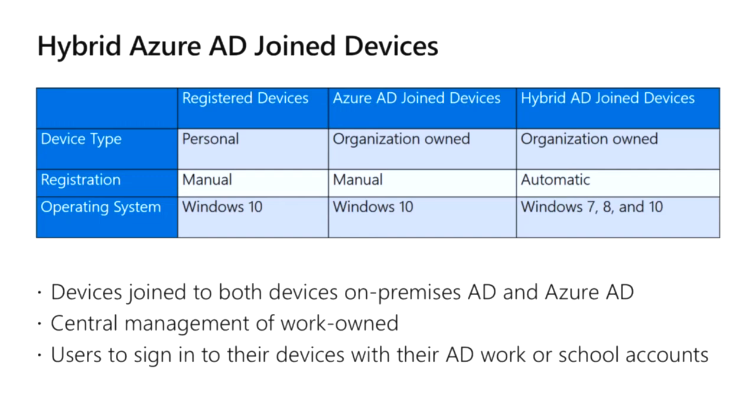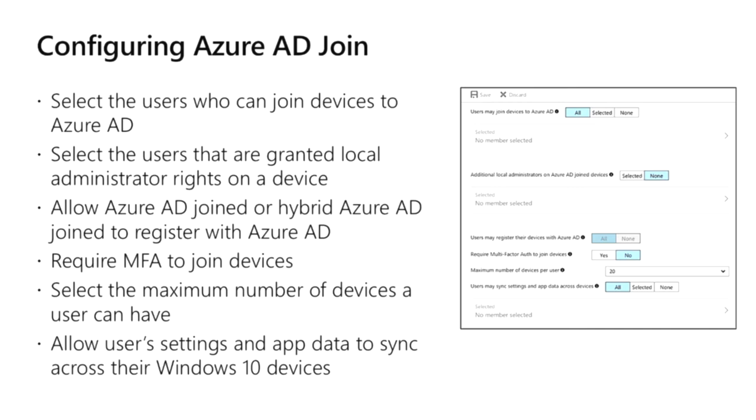Now, of course, you will find links to further documentation in regards to hybrid Azure AD Join devices in the exercise file for this lesson. So now let's talk about configuring Azure AD Join. To manage your devices using the Azure portal, your devices need to be either registered or joined to an Azure AD. As an administrator, you can fine-tune the process of registering and joining devices by configuring these device settings.